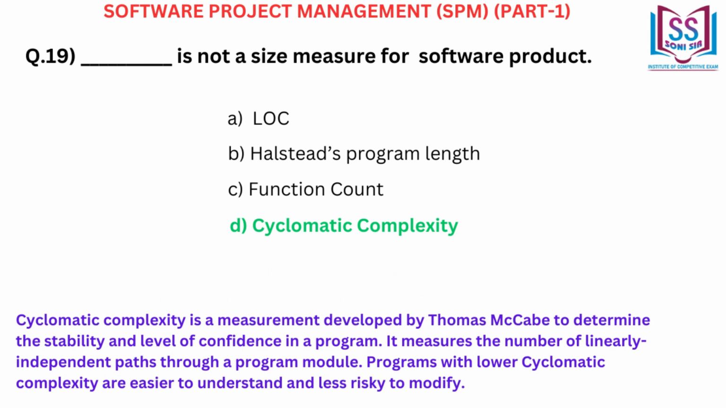Cyclomatic complexity is a measurement developed by Thomas McCabe to determine the stability and level of confidence in a program. It measures the number of linearly independent paths through a program module. Programs with lower cyclomatic complexity are easier to understand and less risky to modify.